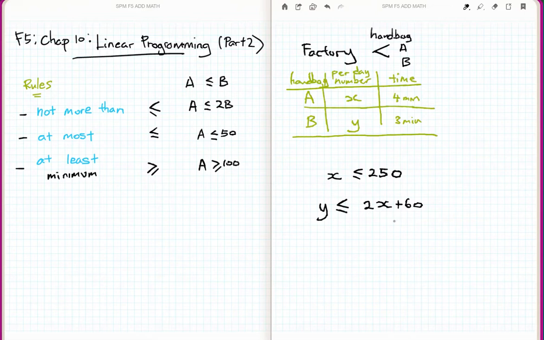Okay. The total time taken to do the final touch-up should not be more than 28 hours per day. So therefore 4x plus 3y should not be more than 28 hours. So if 28 hours, you times into minutes, you times it with 60. Therefore, the time is less than 1640. No, 1680.